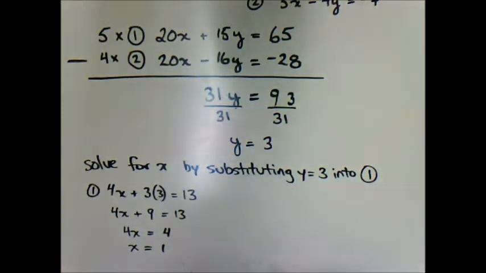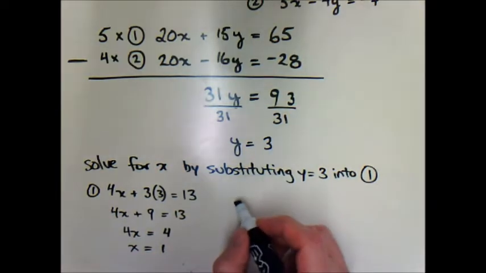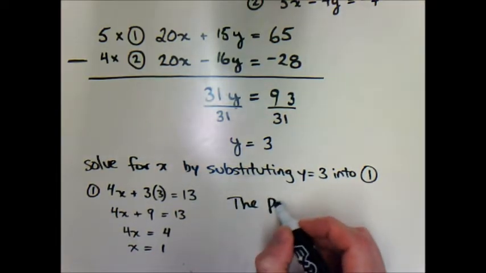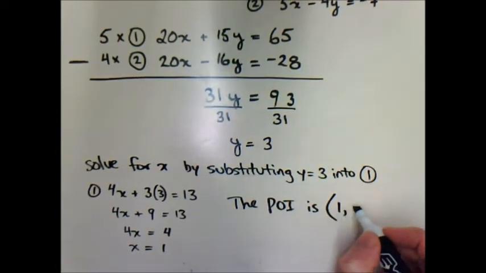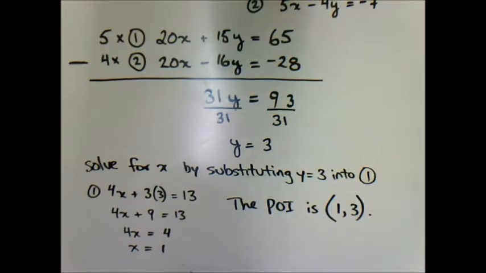Most of the questions that you are asked to do will say, verify your answer, right? Jesus says, verily, verily, I say unto thee. That means truly, truly. It means make sure it's true. Double check it in the other equation. Verify. You have found the point of intersection. The point of intersection is 1, 3. Done.